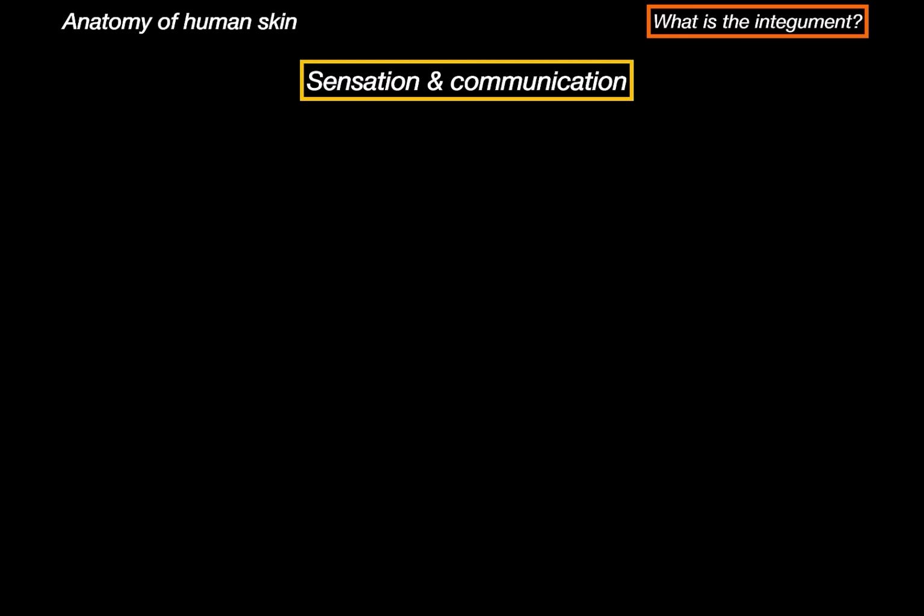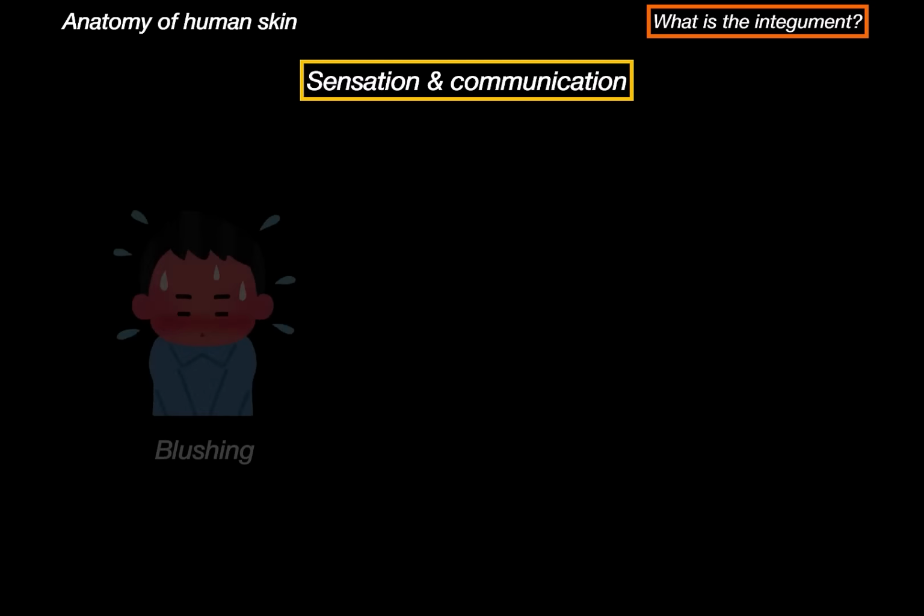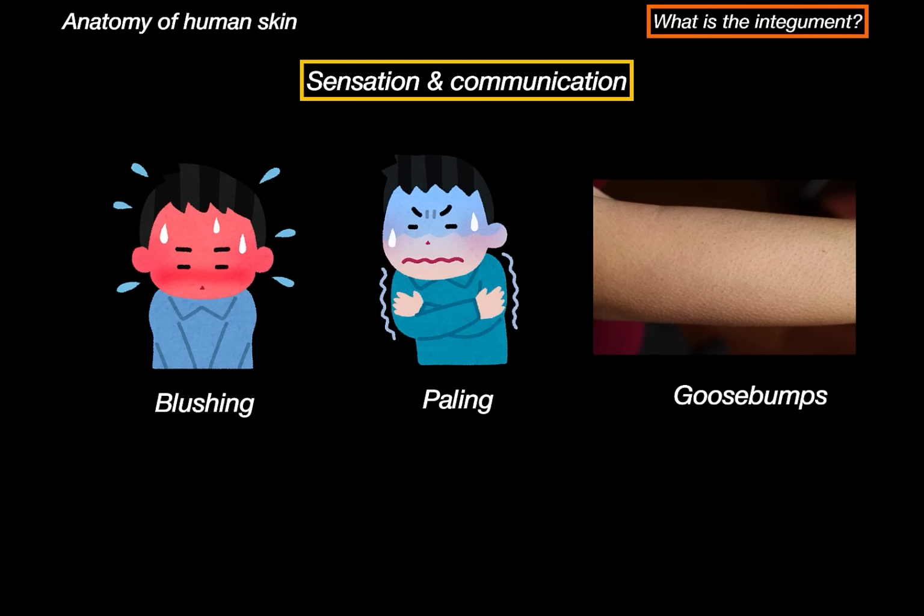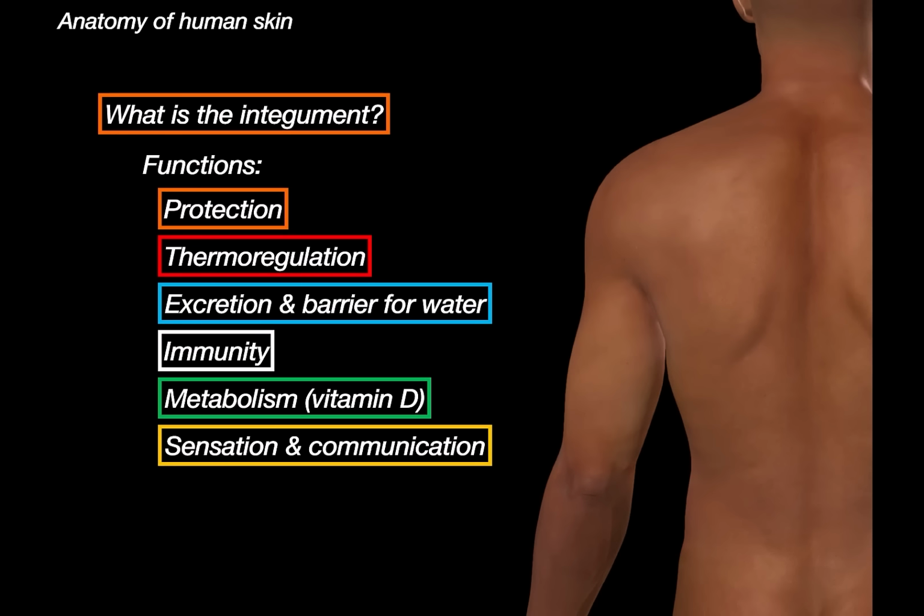The skin also participates in non-verbal communication through changes in color and texture, such as blushing, paling, or getting goosebumps when arrector pili muscles contract in response to emotional or thermal stimuli. So those are the main functions of the skin.